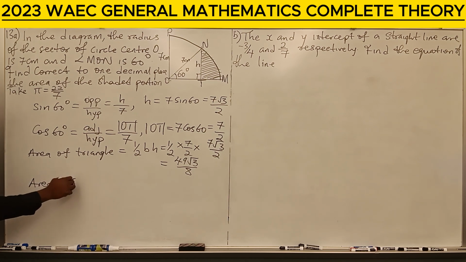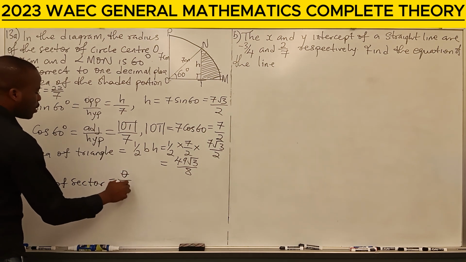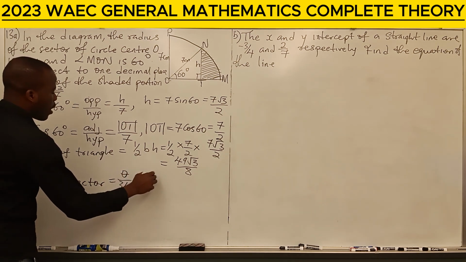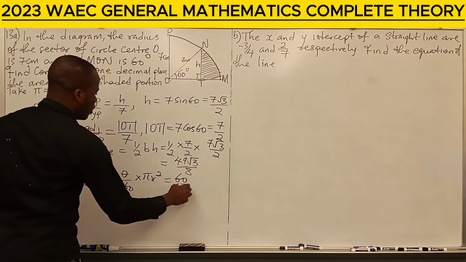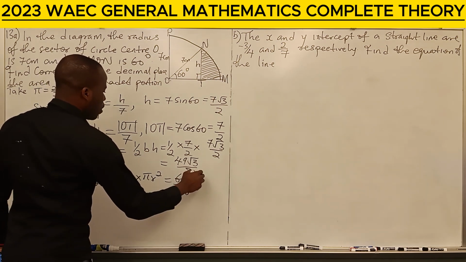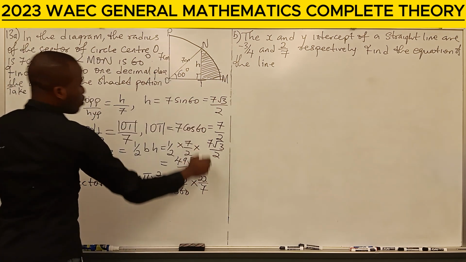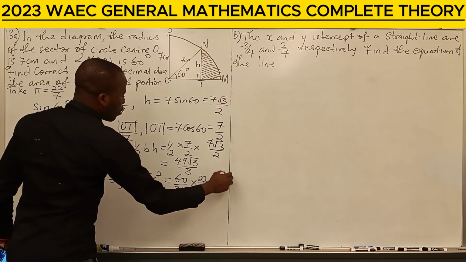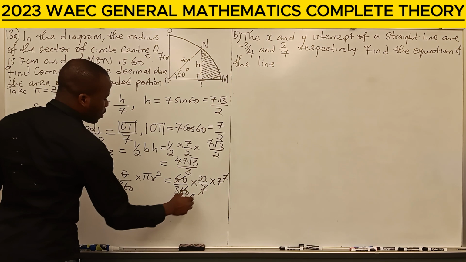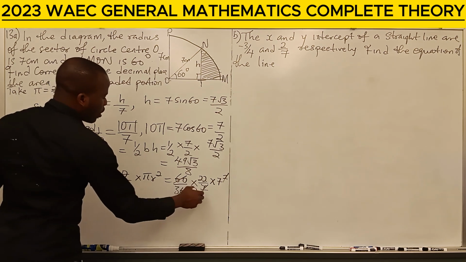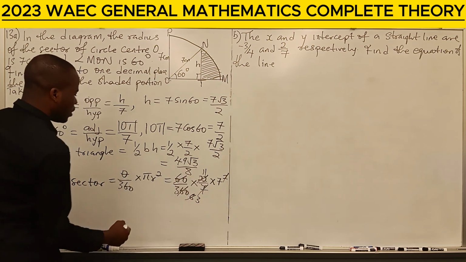Area of sector is given by theta over 360 times pi r square. Theta is 60 over 360 times 22 over 7. R, radius is 7 times 7 square. 7 can cancel 7. 60 can go here 6 times. 2 can go here 3. 2 can go here 11. So that 11 times 7 is 77.